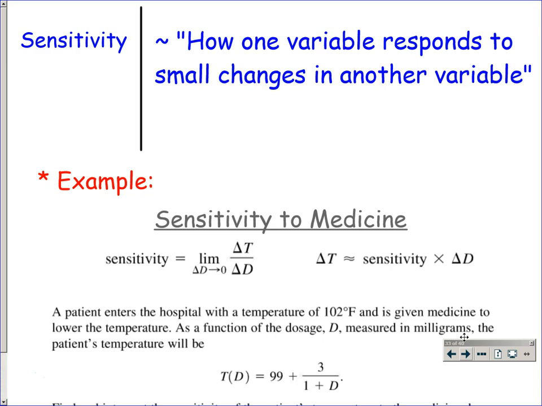Sensitivity. What is it and why do we have to deal with it? How one variable responds to small changes in another variable. Apply that to life as you would desire. But let's come back. How one variable, one quantity, responds to small, incremental changes in another variable. And the one example that I think is most interesting, and I think our book focuses on most, is sensitivity to medicine and dosages.